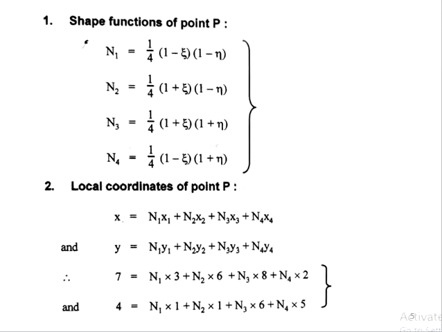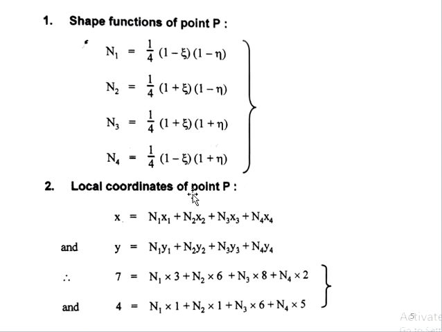So first step, first calculate the shape functions of the respective points. So calculate N1, N2, N3 and N4, and that relation we have given in terms of psi and eta. So these are the respective 4 equations.